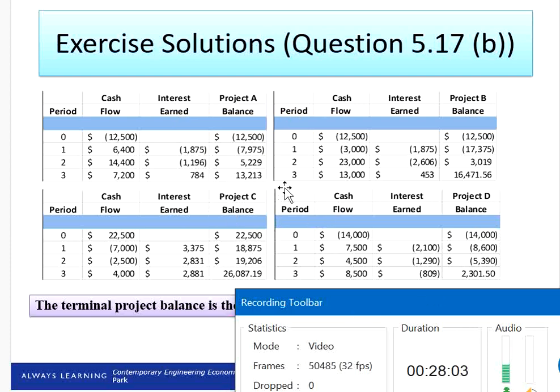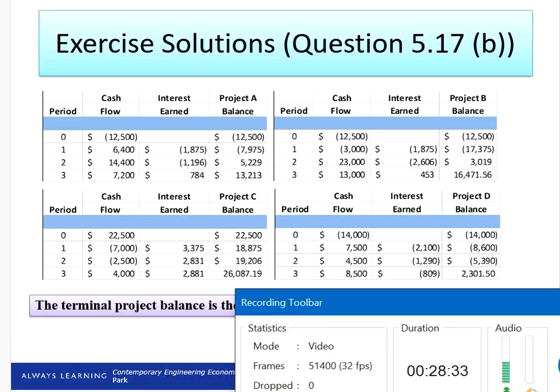For example, the balance of this project A after year 2 is positive 5,229. If you want to get rid of this project and sell it to someone, this is the amount you must be paid. Similarly, this is the project balance for project B. How is it calculated? Again, it's the same concept. The table is there. This is exactly the same as the discounted payback period method.